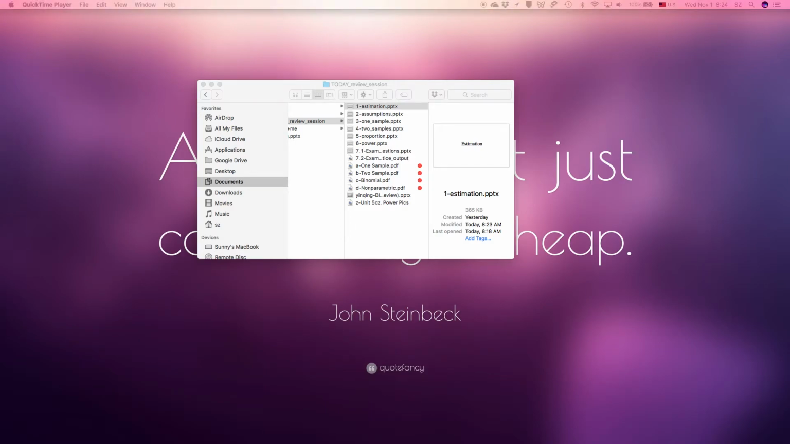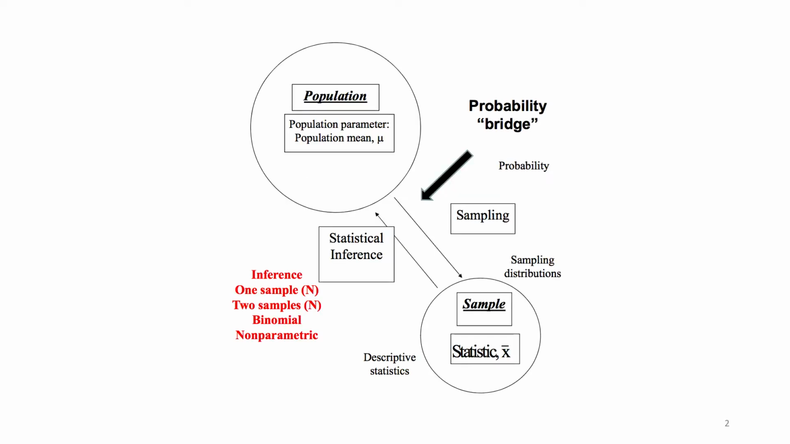So today we're gonna go through the materials on exam 2. Right now we are doing estimation. Before we actually get into estimation, let's put this concept into the whole class, right? So there are two things here.